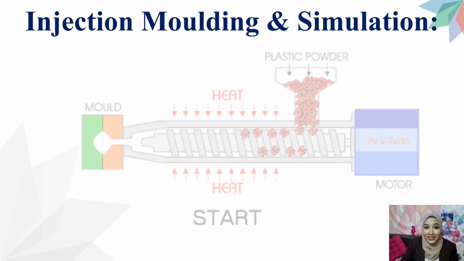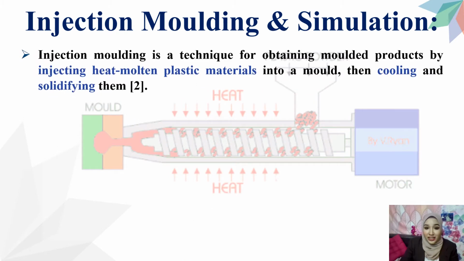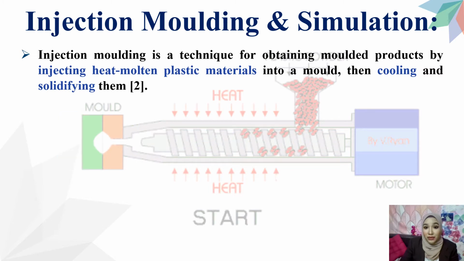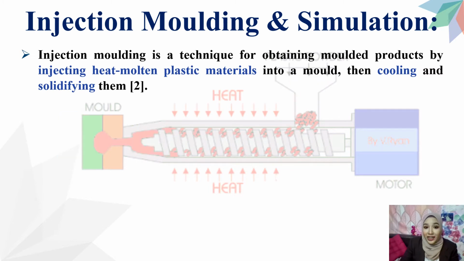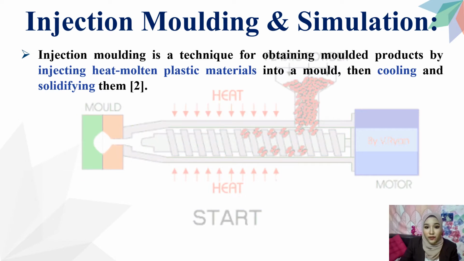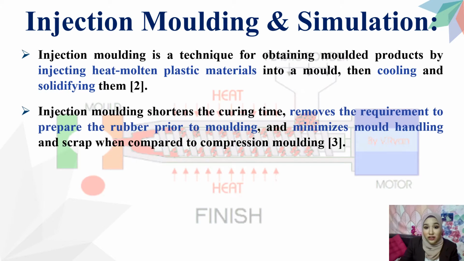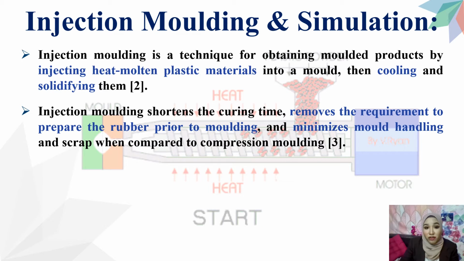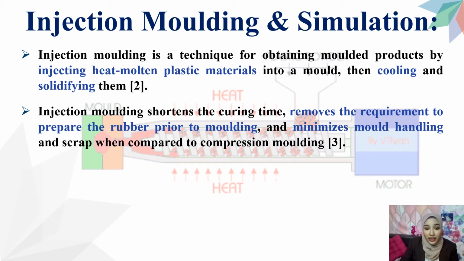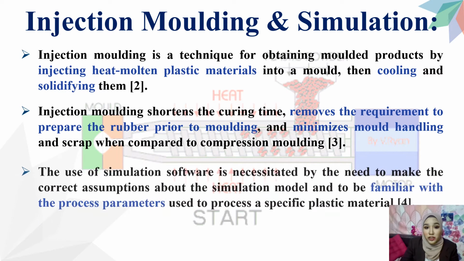Injection molding and simulation. Injection molding is a technique for obtaining molded products by injecting heat-molten plastic materials into a mold, then cooling and solidifying them. This approach is ideal for the mass production of goods with complex shapes and plays a major role in the plastic processing industry. Injection molding shortens the curing time, removes the requirement to prepare the rubber prior to molding, and minimizes mold handling and scrap when compared to compression molding.